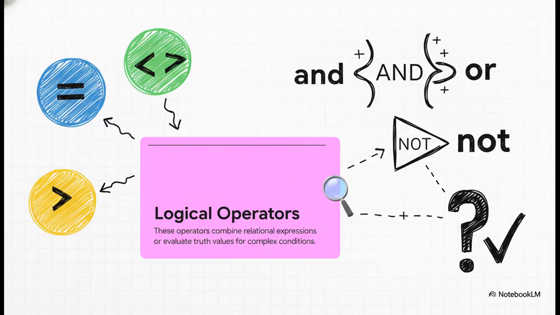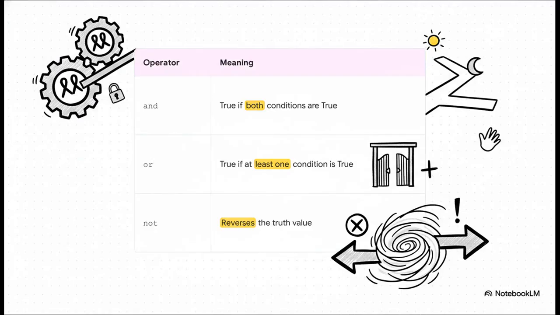Our last set of operators are basically the connectors. They let us take our simple true-false questions and chain them together to ask much more complicated things, like, is the user over 18 and do they live in Texas? And it's pretty straightforward. The AND operator is the strict one. Both sides of the equation have to be true for the whole thing to be true. The OR operator is way more chill. It just needs one side to be true. And then there's NOT, which is kind of the rebel. It just flips the answer from true to false or from false to true.